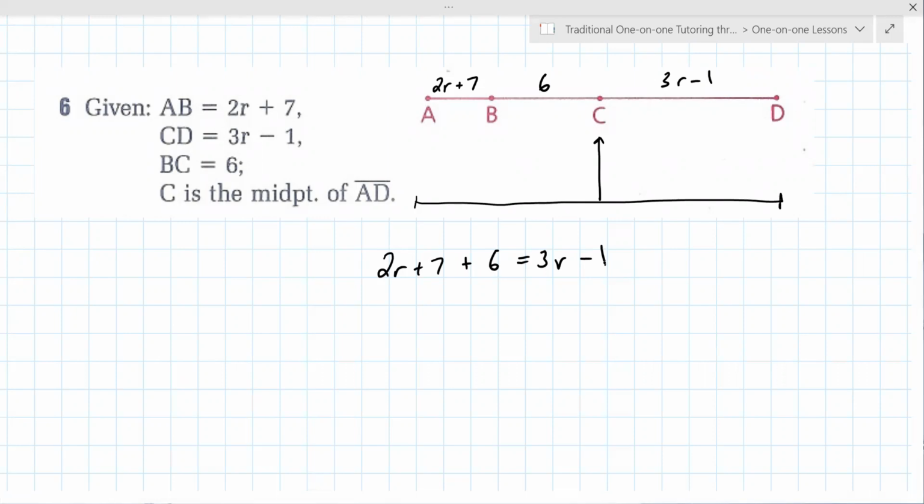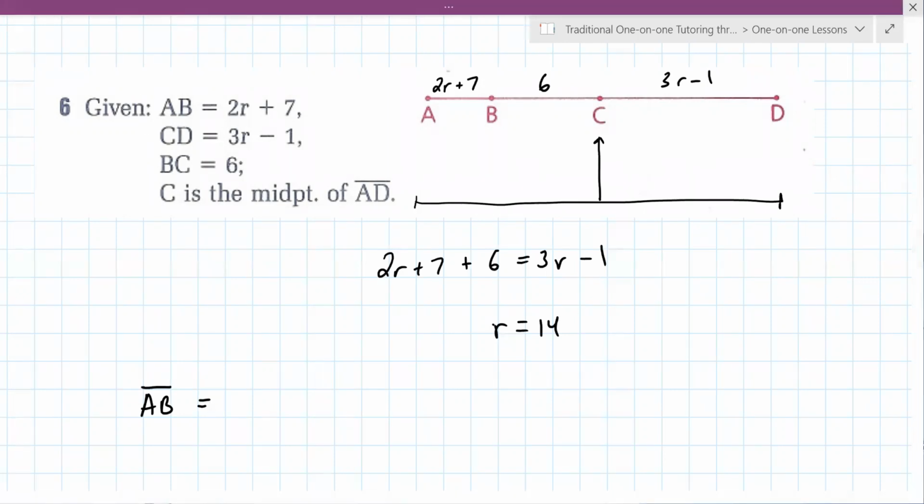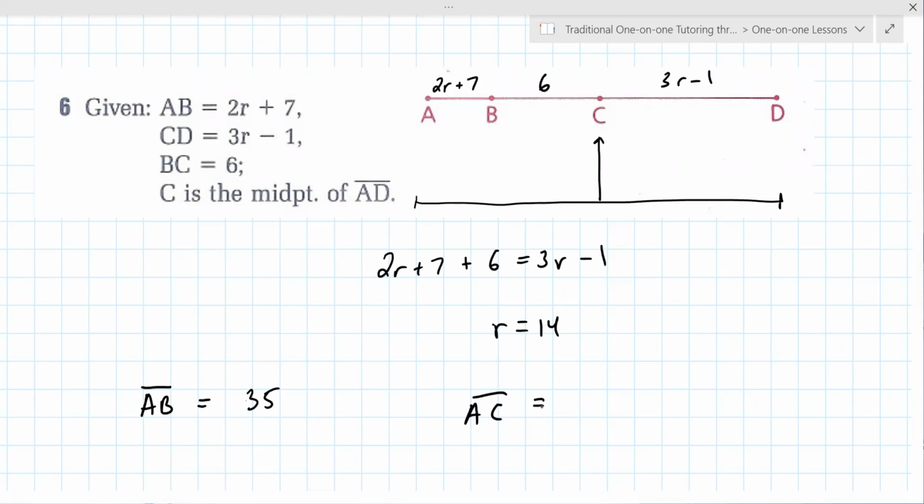Okay. 14. R is 14. Okay, very good. Now, if I wanted, for example, AB, what would you do to find AB? You do 2 times 14 plus 7, no big deal on that one, which ends up being 35. But let's say I wanted AC. What would you do for that? 2 times 14 plus 7 plus 6. So you take the previous answer and add that.